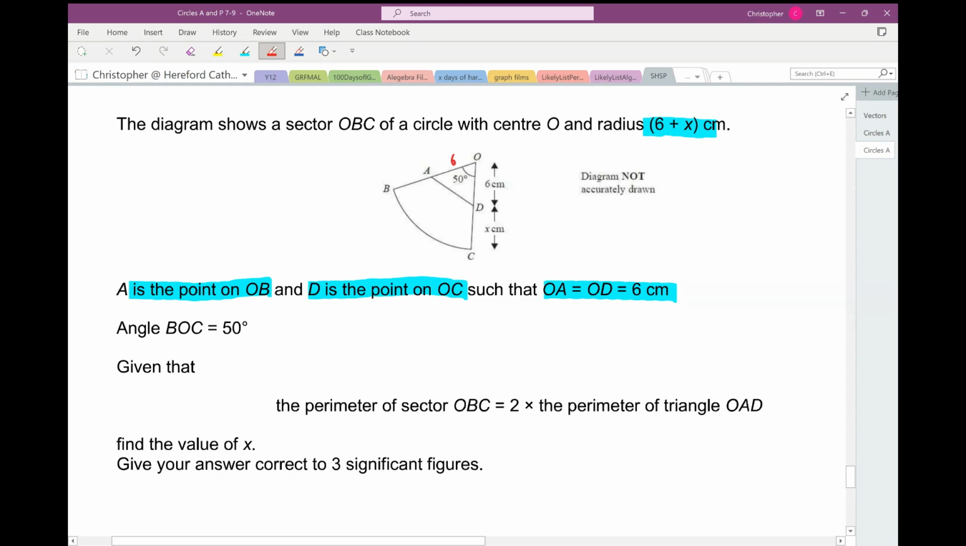Angle BOC is 50, that's marked on the diagram. Given that the perimeter of the sector OBC equals twice the perimeter of the triangle, find the value of x. So I'm going to set up an equation here, and I'm going to need an expression, first of all, for the perimeter of the sector OBC. So let's do that first.